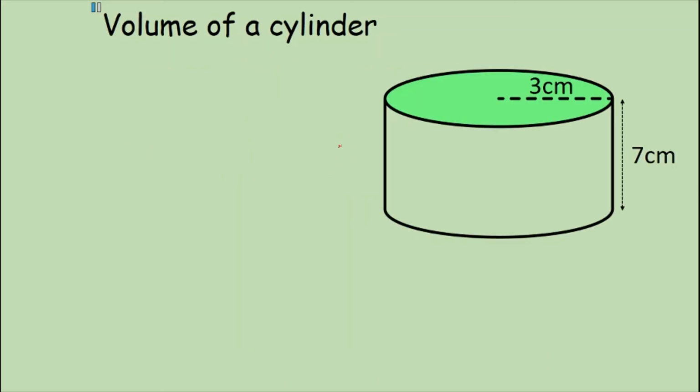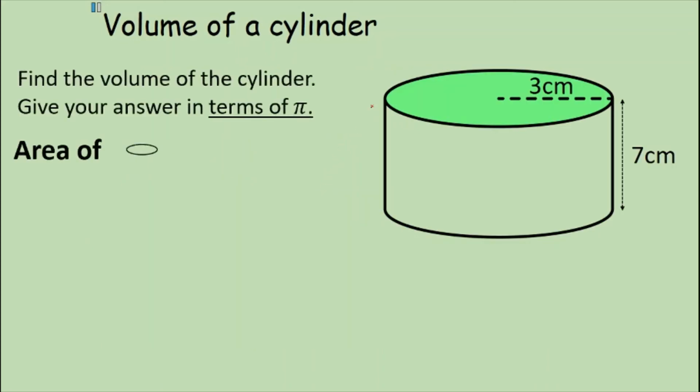So an example such as this one, the area of this circle first of all would be pi r squared. Pi times 3 squared, and 3 squared is 9, so 9 times pi, or 9 pi. The answer is going to be in terms of pi, so there's no point in putting that into your calculator, leave it as it is.